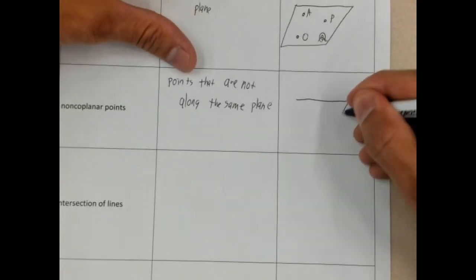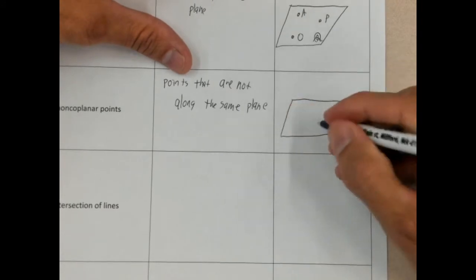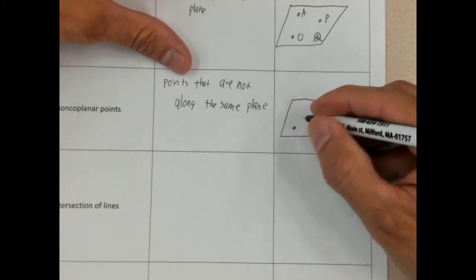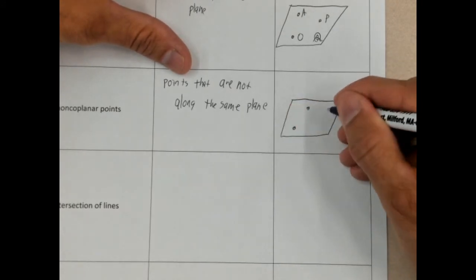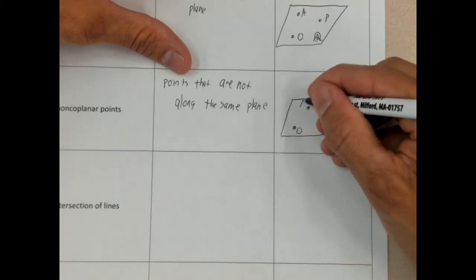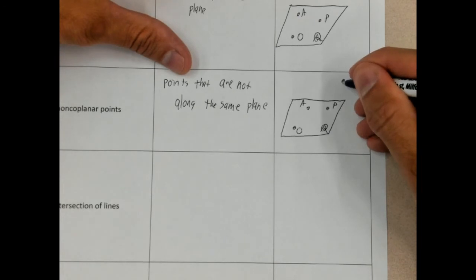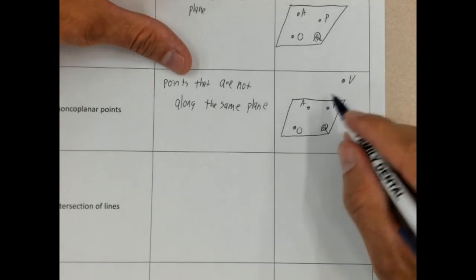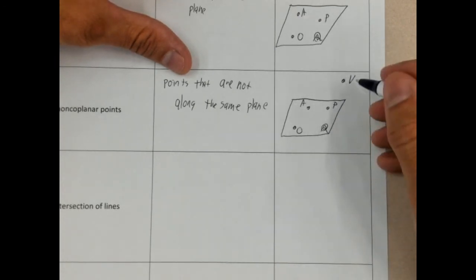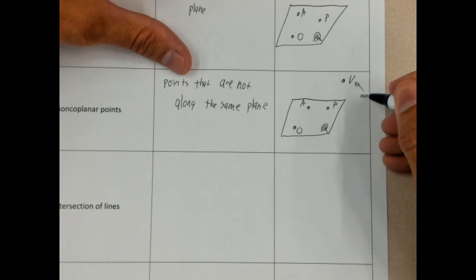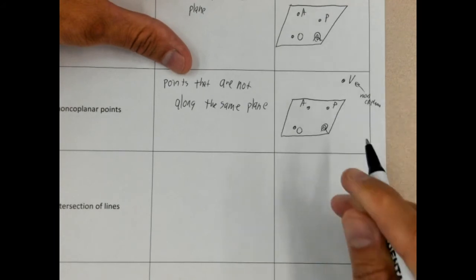And let's make another plane here. So we'll have a point here. We'll do the same 3, I guess. We'll create the exact same one. So O, A, and P. We can call that plane R if we want. Now we're going to have this point over here that's not coplanar. So V would be considered non-coplanar to the others.